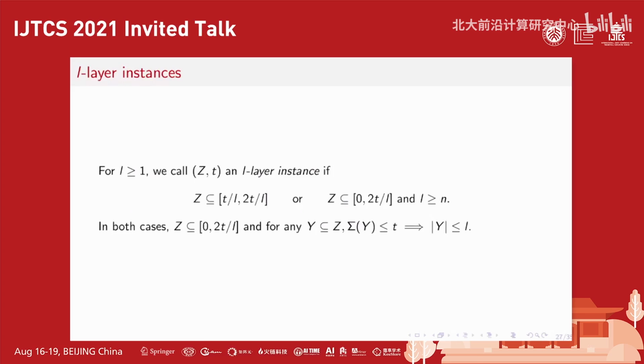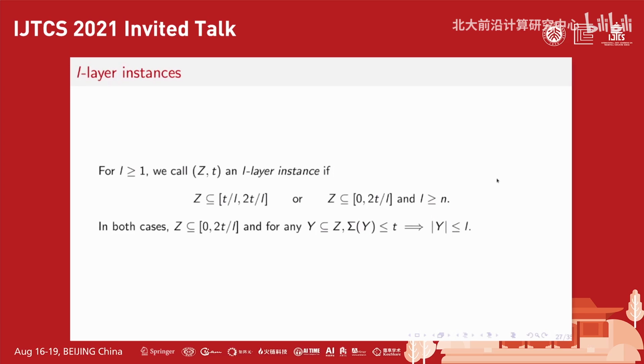Now we will study the case where our input is an L-layer instance. L-layer instances are defined as follows. They're either of this form or of this form. And the important thing to note is that in both cases, all the interesting subsets, and the interesting subsets are those that sum up to at most t, have restricted cardinality at most L.